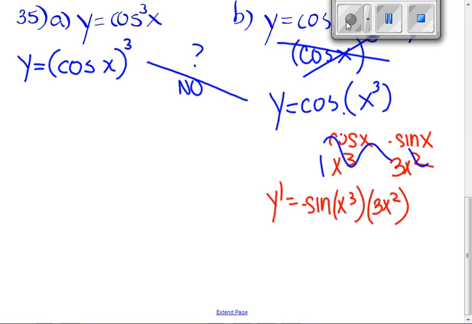The derivative of cosine is negative sine of x cubed times the derivative of x cubed. Emily, you're going to do the other one? Okay.